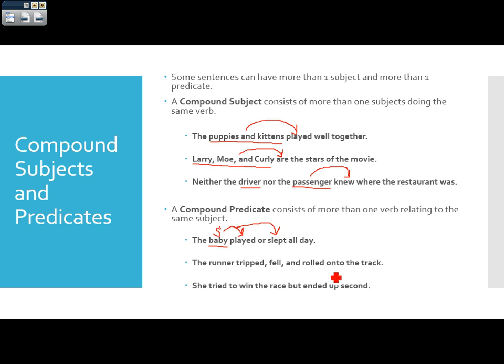The runner tripped, fell, and rolled onto the track. Runner is your subject. What did they do? They tripped, they fell, and they rolled. All three of those are going to be your compound predicate, your compound verb. Okay, she is your subject here. What did she do? She tried to win the race, but ended up second. So she tried is one of your verbs. Ended up is your second verb, so that's your predicate. So you have two verbs, so that's a compound predicate.